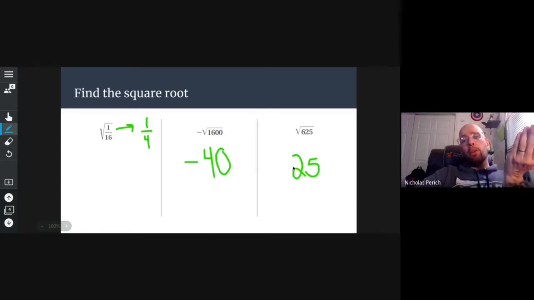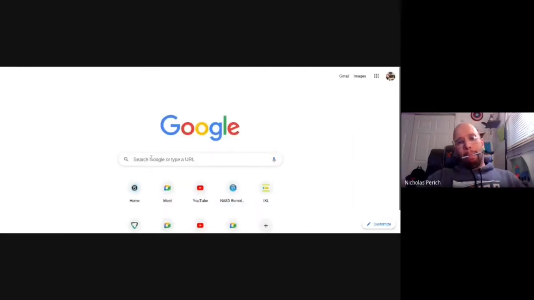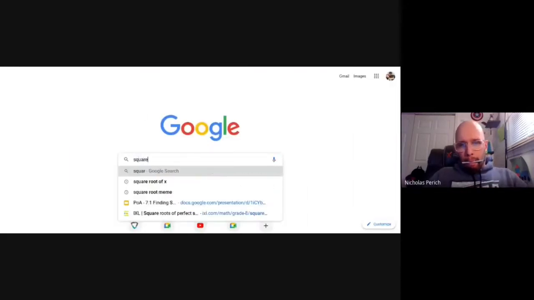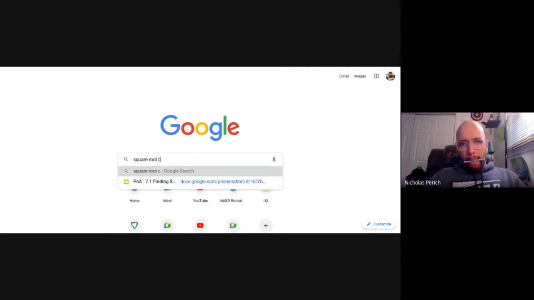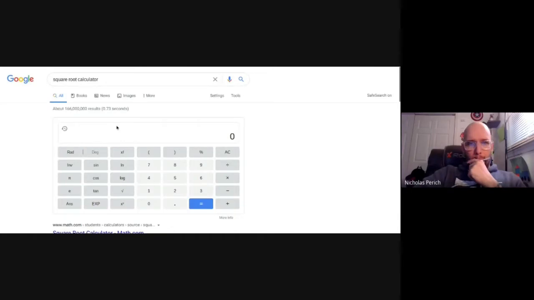If it's a number you're not sure about, like these two numbers, maybe you weren't sure about these two numbers, then ask Siri, ask a calculator. You could even probably go to Google right now and type in, what's the square root of 625? And it'll tell you. I bet if I go right now and type in square root calculator, let's see. Oh, it gives me a calculator.